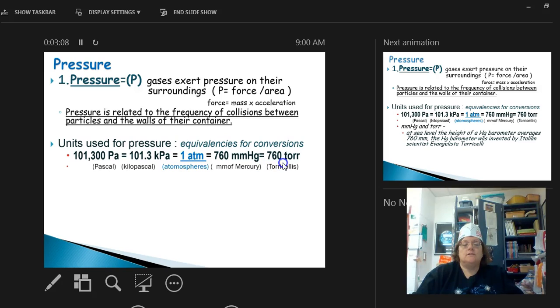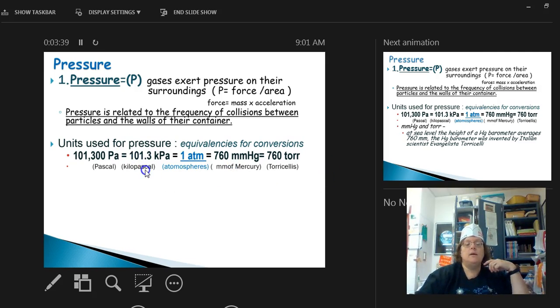Millimeters of mercury refers to a barometer, which we will talk about later on, but basically a barometer is a large tube of mercury, and the tube's upside down so that the opening of the tube is in a dish of mercury. As the air pressure pushes down harder on the dish of mercury, the mercury will move up, and it's a higher pressure. If the pressure's not pushing as high, the mercury falls, and it's a lower pressure.